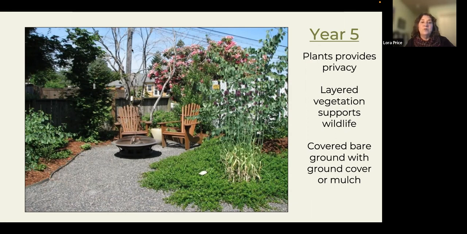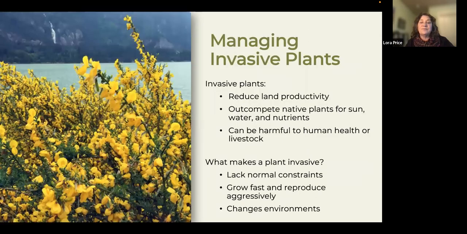I don't know what's going on in the center back there. I don't know if this was an early spring and that tree is yet to leaf out, but you can see how it's really created a space with the plants to enjoy.